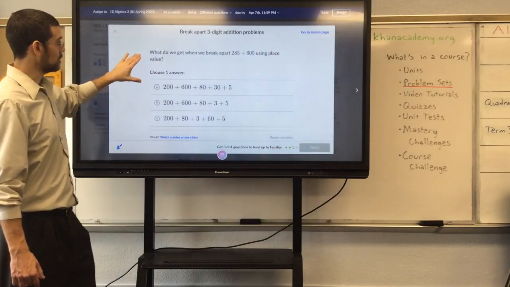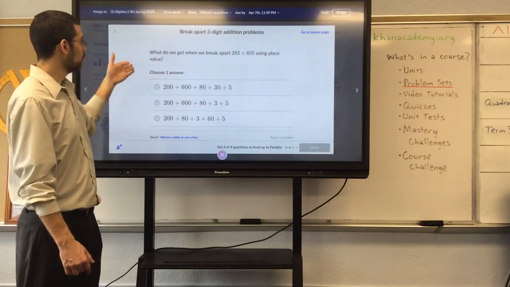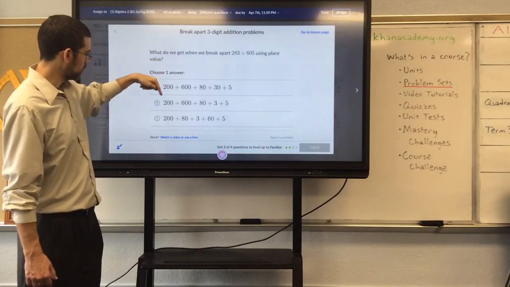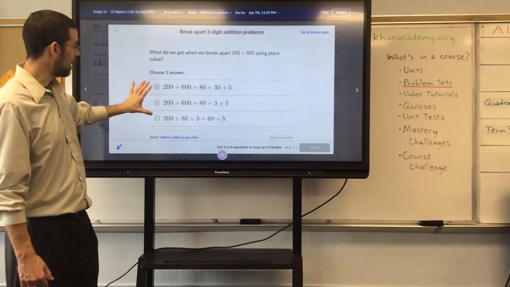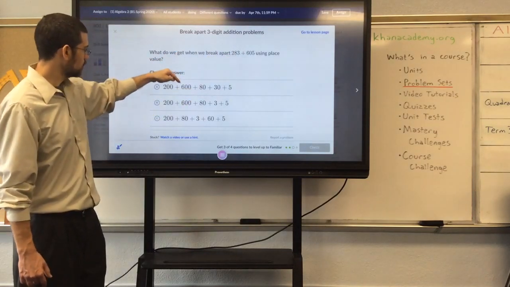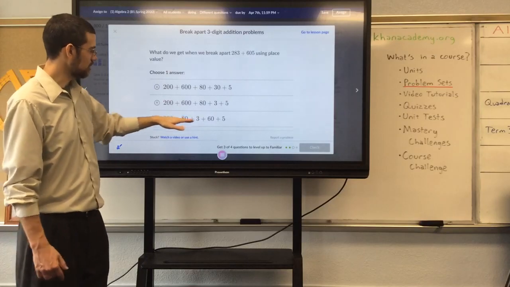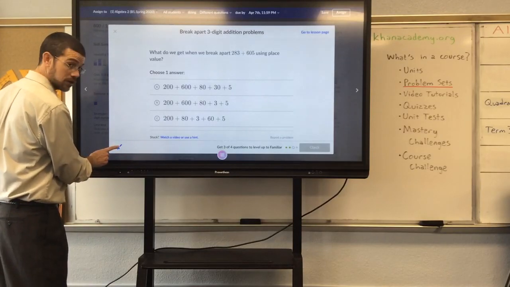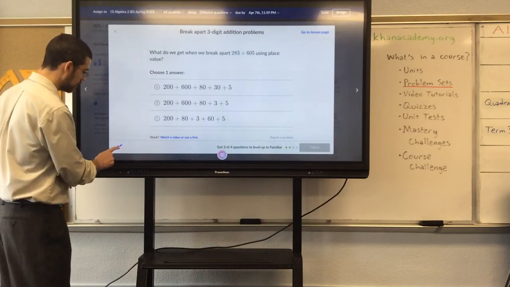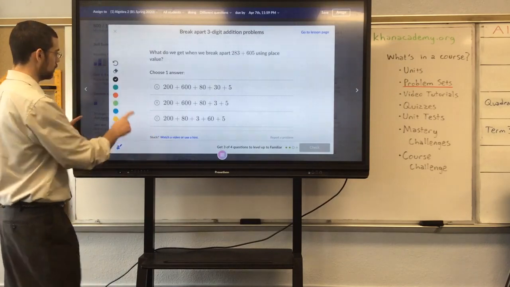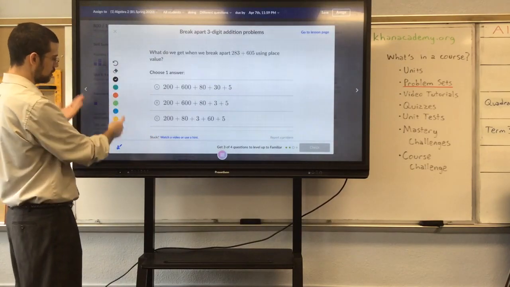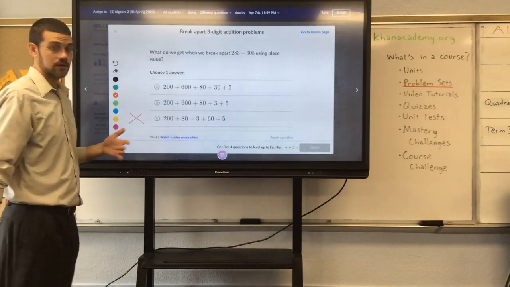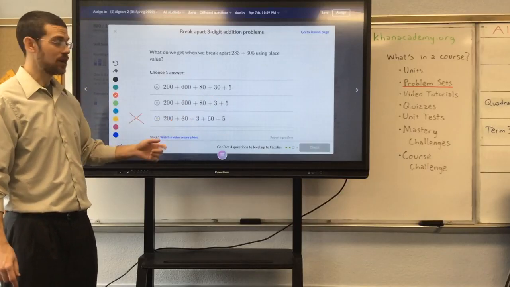Okay, so back to the question, 283 plus 605, we break it apart using place value. We would get 200s, all of those have that. We have 600s, so this one doesn't have the 600, so this question is wrong. We can click this little symbol, this little squiggle with the pencil down here. If you do that, you can write on the screen. So it gives me color choices. I'll put it on red, and I'll say, this isn't the right answer, just to remind myself I've eliminated that.